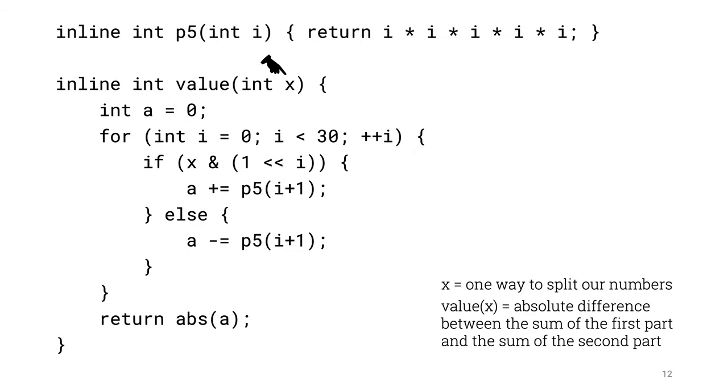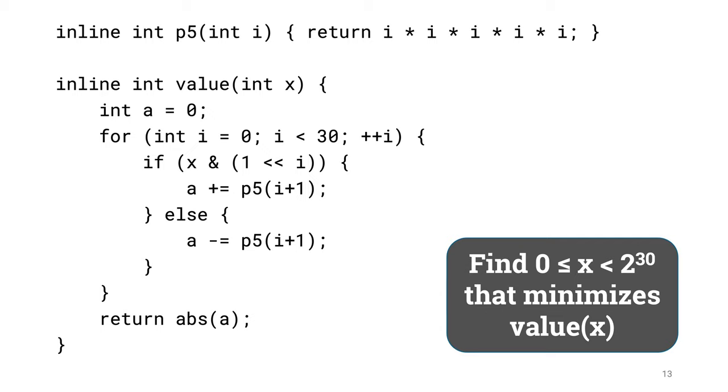And if you are given such a bit string x, we can easily calculate how good a split it is. For each bit 1, we add the corresponding fifth power. For each bit 0, we subtract the corresponding fifth power. And finally, variable a will hold the sum of the second part minus the sum of the first part. And we return the absolute value of this difference. The smaller the return value, the better our split is.